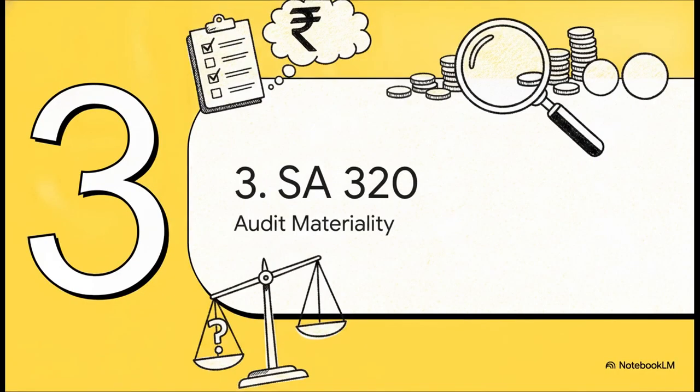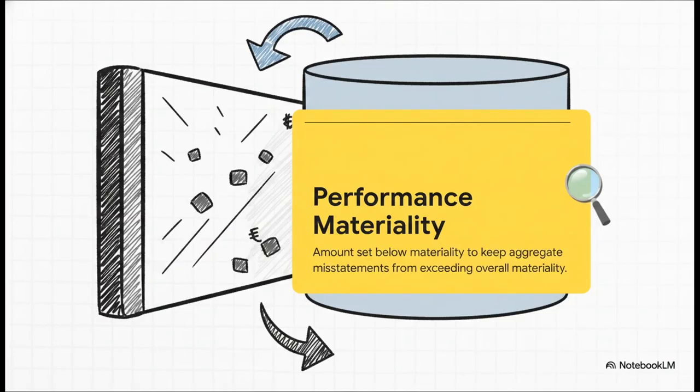Section 3, SA 320, Mastering Audit Materiality. Okay, so once we know the risks, we have to determine what size of an error would actually influence users' decisions.